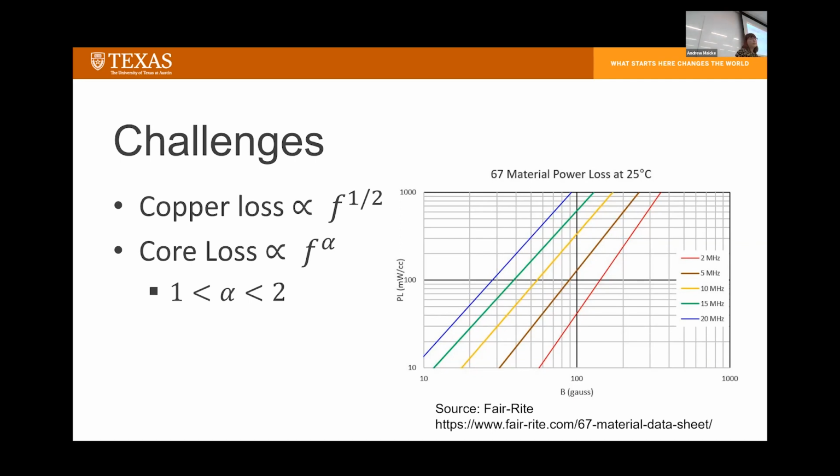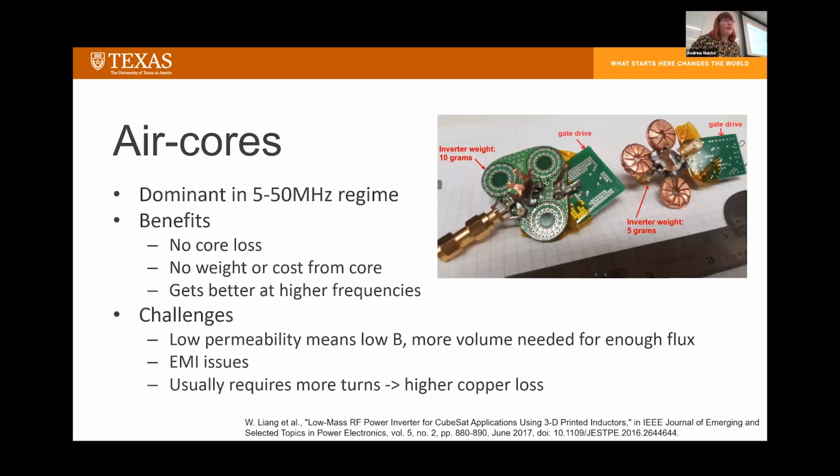And you can see in this graph, this is a nickel zinc ferrite material, and with an increase in frequency, there is an increase in the core loss on the y-axis. So what have people turned to? They've turned to air cores. They were like, I don't like core loss, throw it out. So they decided to have no core, and air cores typically dominate in the 5 to 50 megahertz region, which is a common region right now.